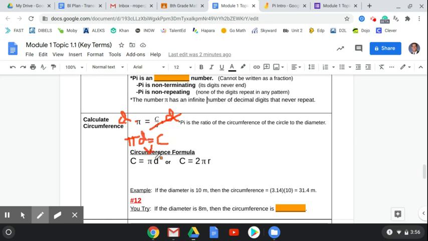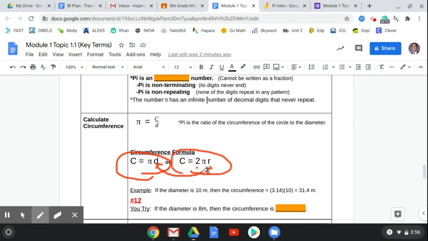Okay? Now, we can also use this formula that involves radius because we already know that it takes two radii to make one diameter. Okay, so we can use this formula or this formula to find the circumference of a circle.